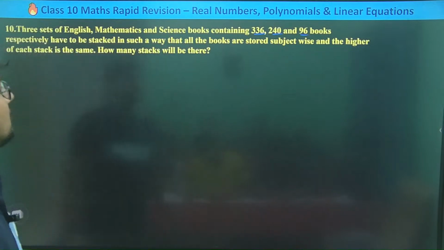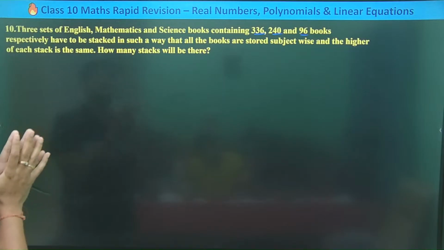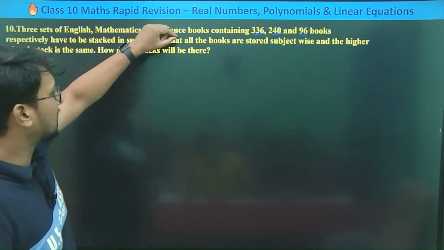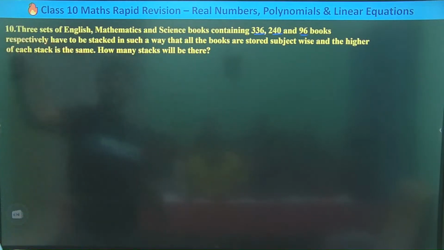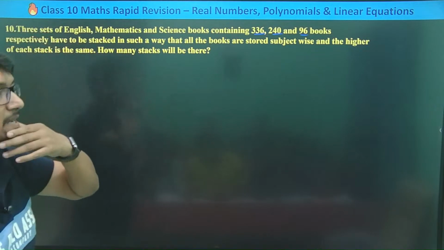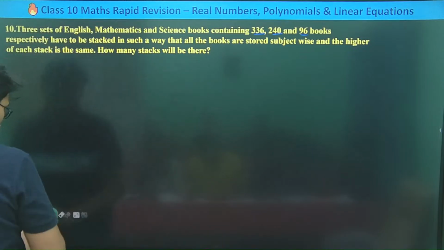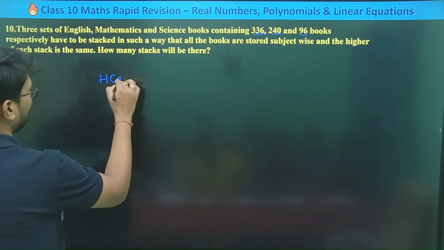Understood, everyone? So therefore, what do we have to take here? HCF, highest common factor. Why highest common factor? You clear? We have to stack in such a way that all books are stored subject wise, and the height of each stack is the same. Okay. And how many stacks will be there? So first find out HCF.